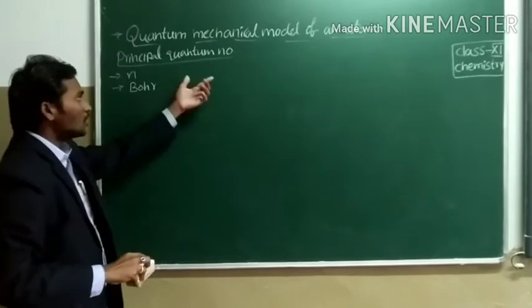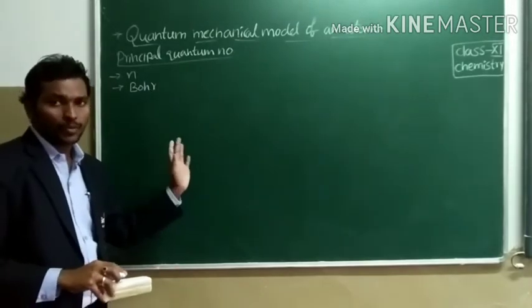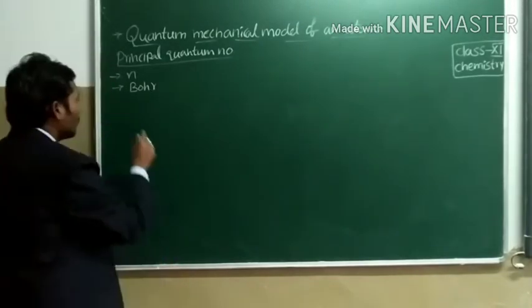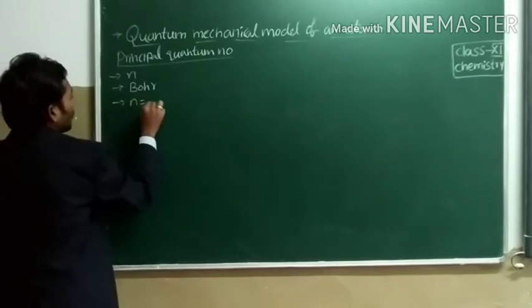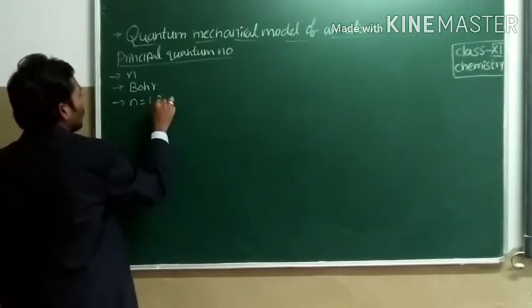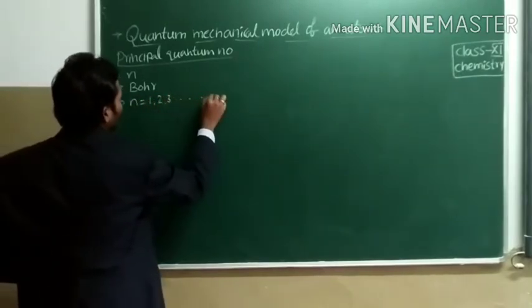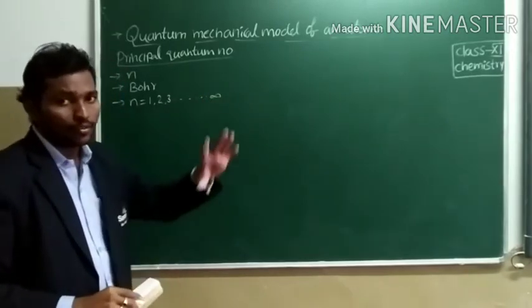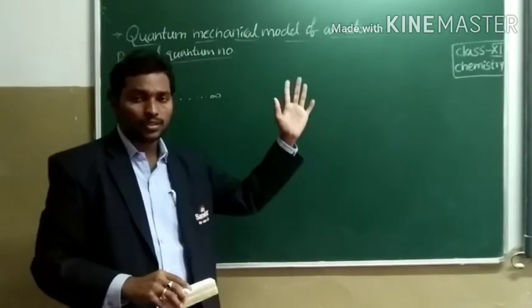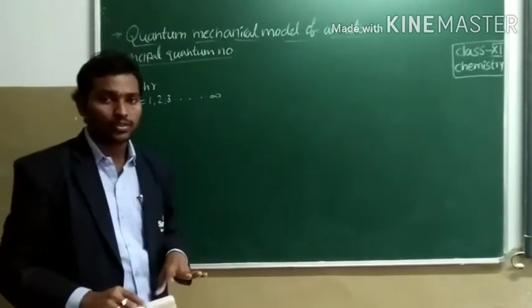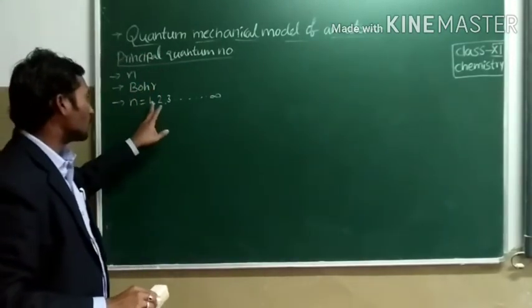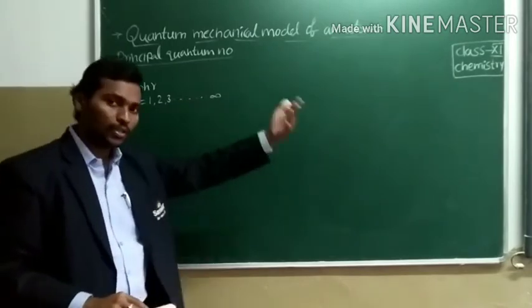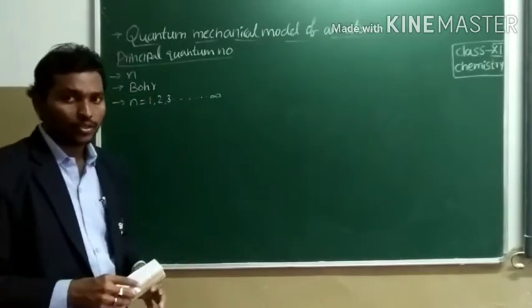And what are the values of principal quantum number? Principal quantum number values are whole numbers. That is, values of n is equal to 1, 2, 3 and so on to infinity. Because according to Bohr's theory, there are infinite number of circular orbits around the nucleus. So n value starts from 1, 2, 3, and so on, infinite number of values.